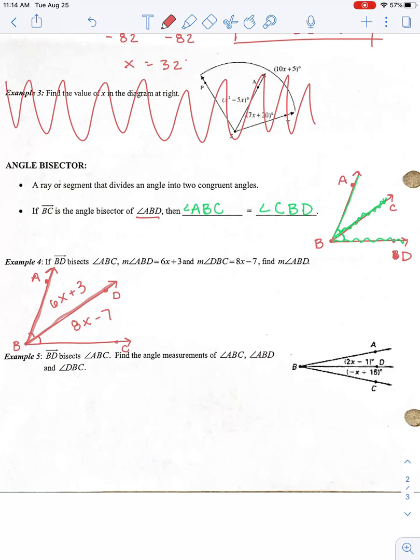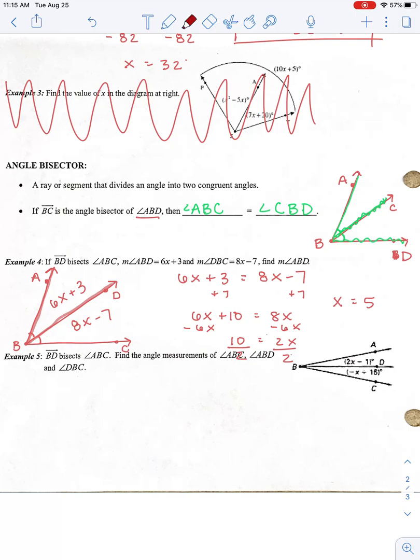Now looking at these angles, what do we know about angle ABD, that 6x plus 3, and angle DBC, that 8x minus 7? We know they're equal because it says the word bisect there. So I can say that 6x plus 3 equals 8x minus 7. And from there, it looks like a problem we could easily solve. I'm going to add 7 to both sides, subtract that 6x, and then divide by 2. And I get that x is 5.